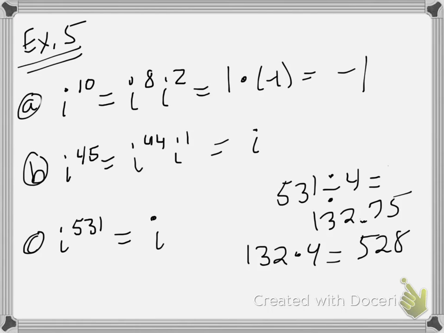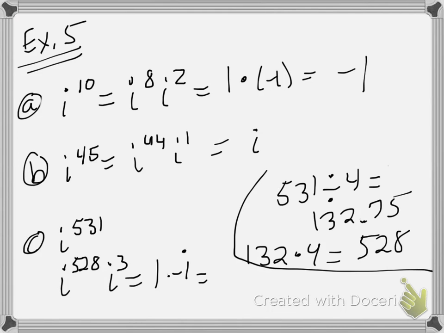So then, let me rewrite this. We can rewrite this i to the 531 as i to the 528, and then we've got 3 left over to get to 531. So it's going to be i to the 528 times i cubed. And i to the 528, that's just 1. i cubed is negative i. So our answer here is just going to be negative i. These ones are kind of fun.